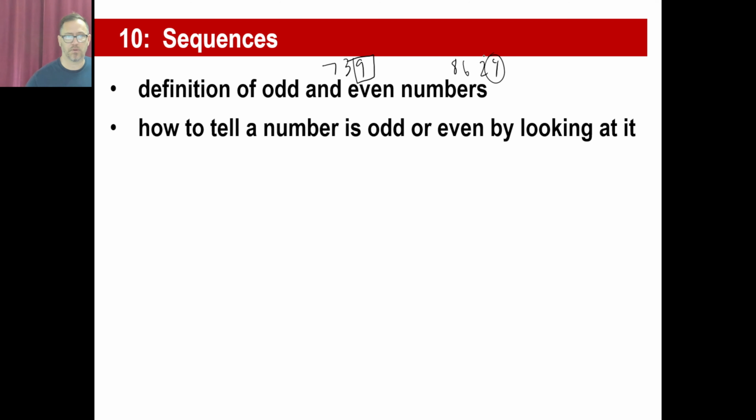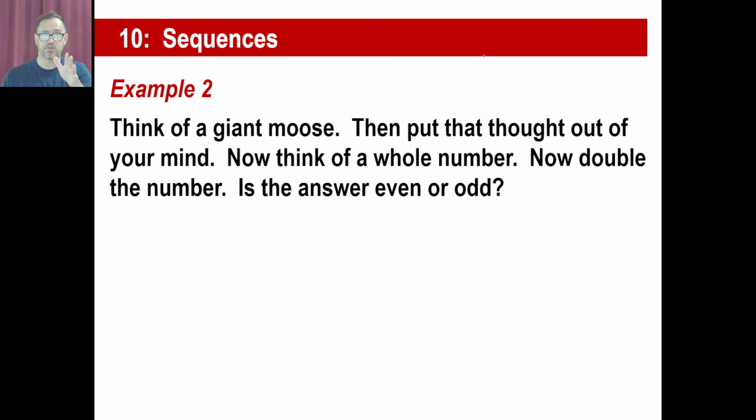Okay, let's mess around with those things. Now, first think of a giant moose. Okay, then put that thought out of your mind. Completely forget about the moose. And now think of a whole number. Now double the number. Is the answer even or odd? What number did you choose? 37? Okay, that's fine. That's a good number. Now double the number. That means 74. Is the answer even or odd? It's even because the last digit is divisible by 2. It doesn't matter what number you thought of.